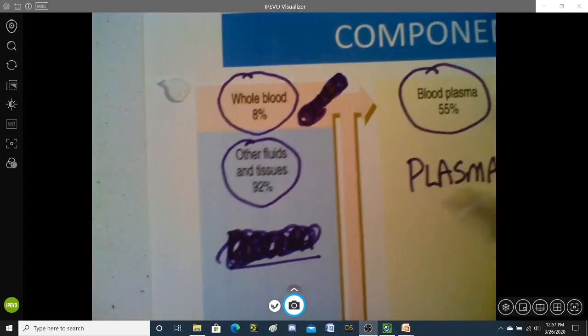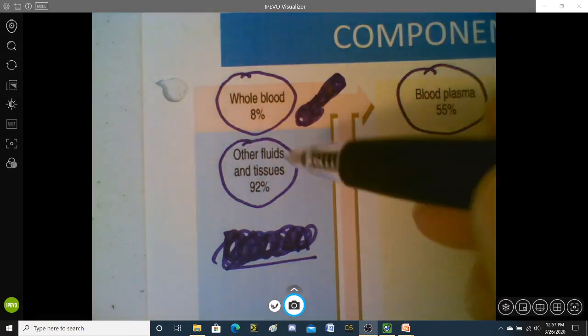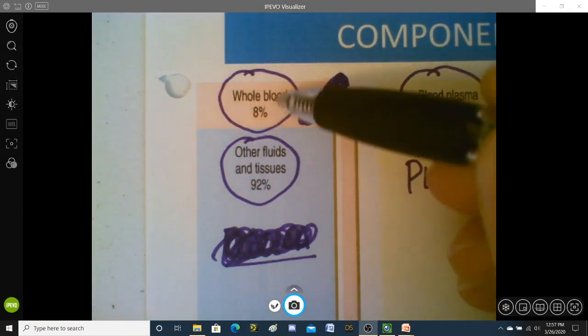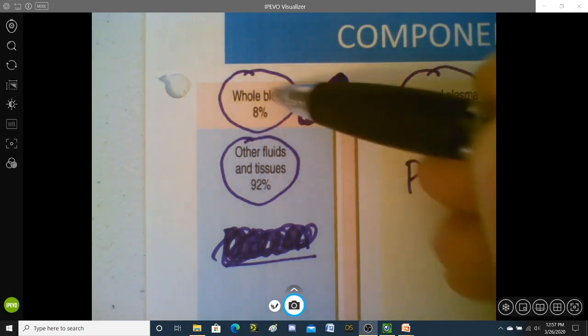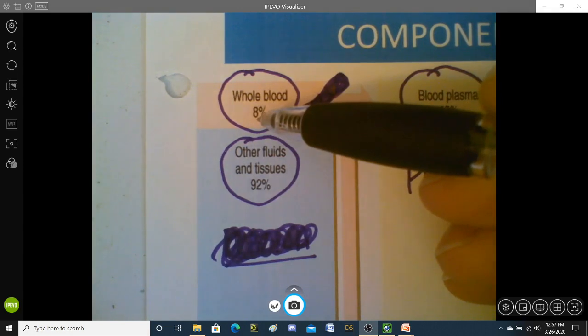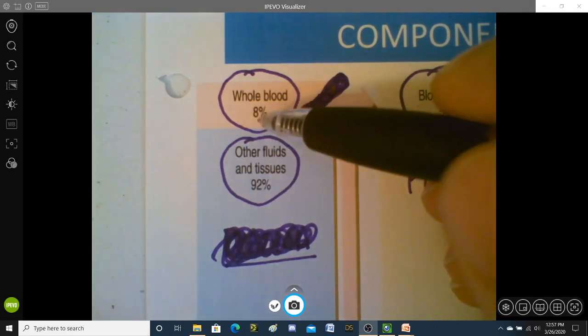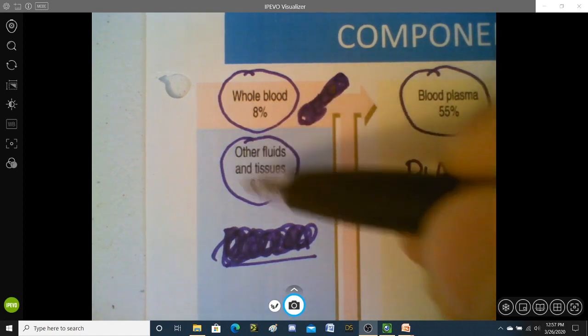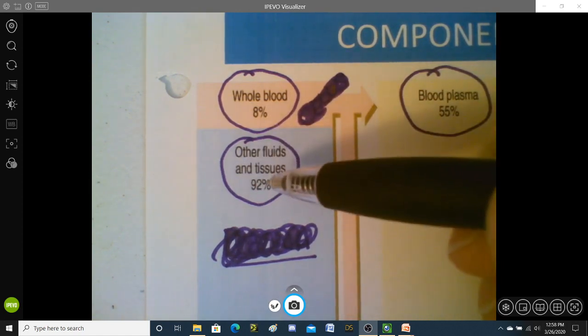So down here at the bottom it says body weight. So our entire body weight. I just mentioned that blood makes up about 8% of our body weight. So if you weighed 100 pounds, 8 pounds of your body would be blood. All right. That leaves 92% for everything else.